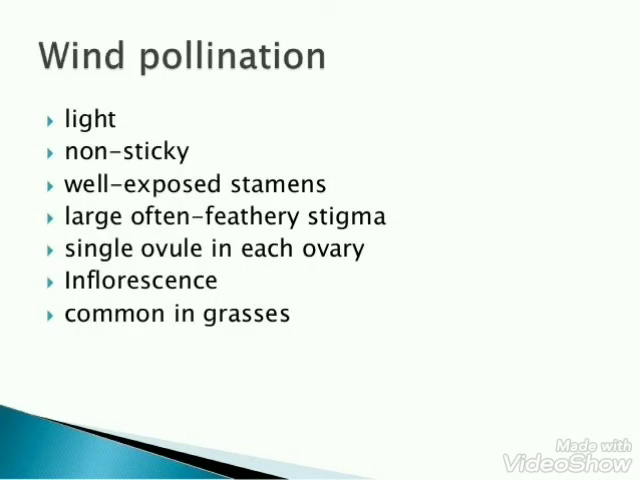Next is the adaptation in flowers required for wind pollination. The form of pollination in which wind distributes the pollen is called anemophily. Pollen grains are light in weight, non-sticky, dry and winged. Stamens are well exposed for easy dispersal of pollen grains in the wind. The stigma is sticky, large and feathery to trap the pollen grains floating in the air. Numerous flowers are packed together to form an inflorescence.